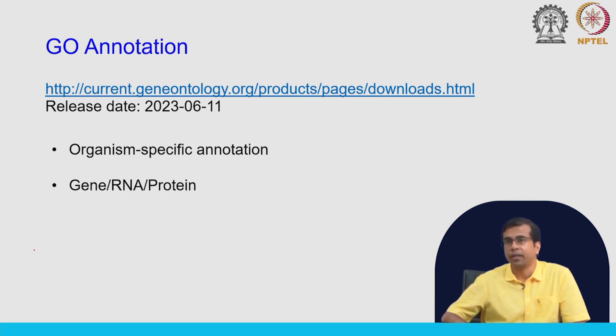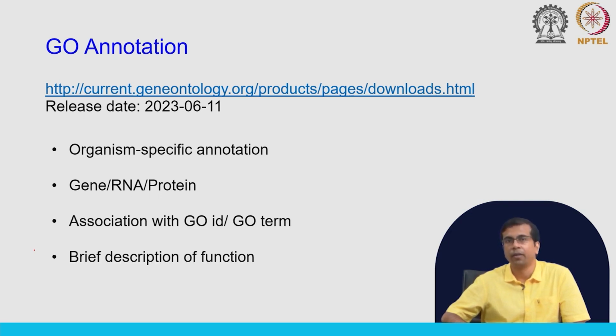So, you have gene, RNA or protein names present, then you have association with a GO ID or GO term. It will have a brief description of function, very brief description, and then you have some evidence. Okay. So, you can now see, right, how you can combine ontology with this annotation, right. So, ontology gives us this GO ID, the term, and the explanation, the description of the term, right.